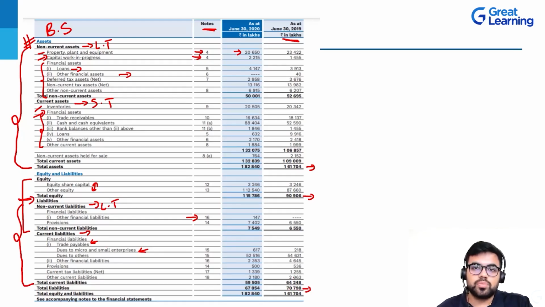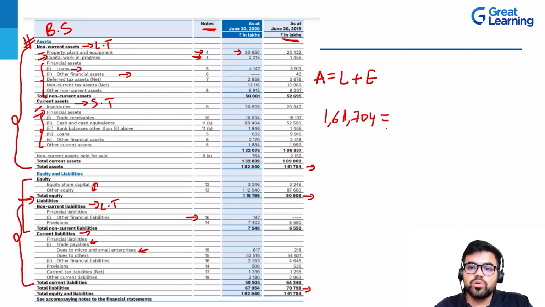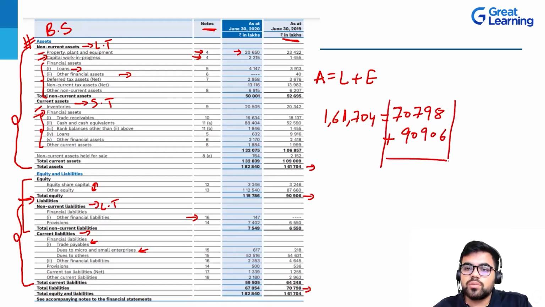70,798 lakh rupees. Okay. So now, according to the accounting equation, assets equal liabilities plus owner's equity, so let's see if that holds true or not. Total assets is 1,61,704 lakh rupees, which should be equal to liabilities, which is 70,798, plus the equity. Total equity is 90,906. Now, if I add this figure here, what do I get?